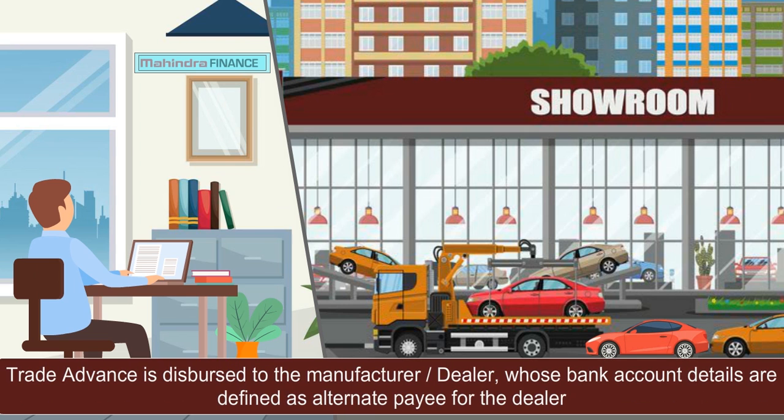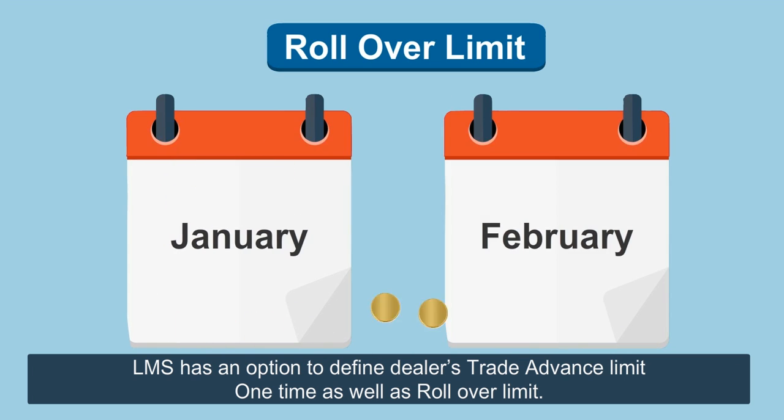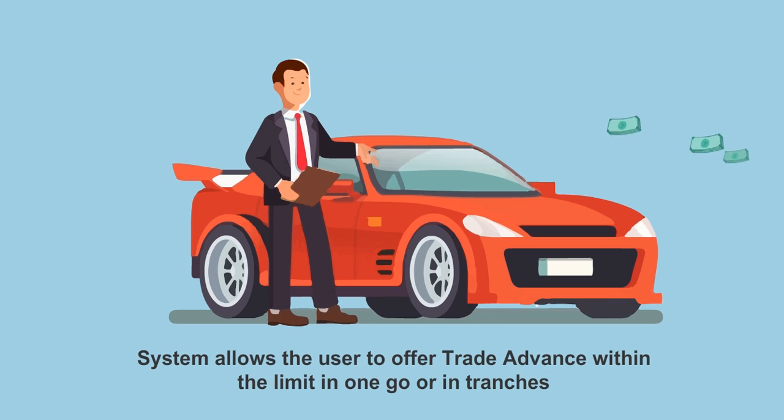Trade Advance is disbursed to the manufacturer or dealer whose bank account details are defined as alternate payee for the dealer. LMS has an option to define dealer's trade advance limit one time as well as rollover limit. System allows the user to offer trade advance within the limit in one go or in tranches.